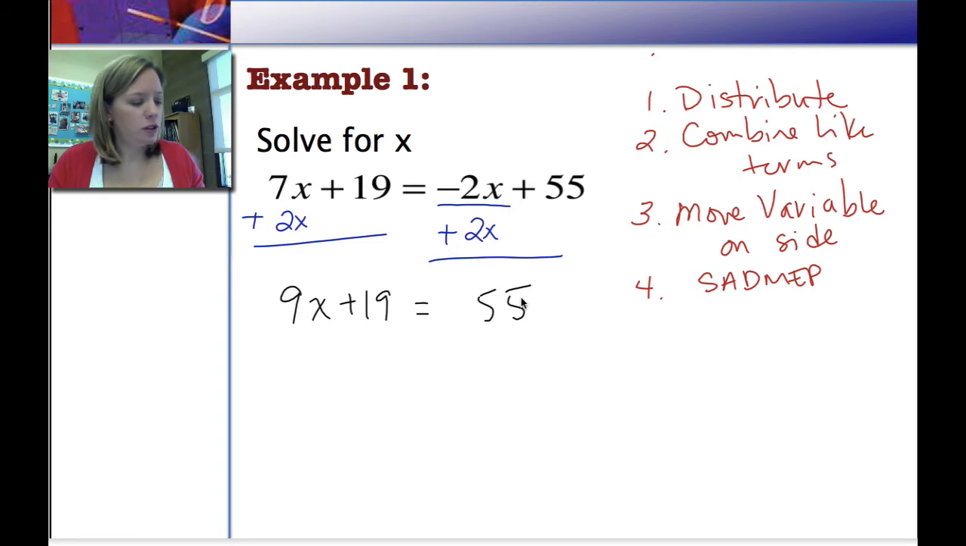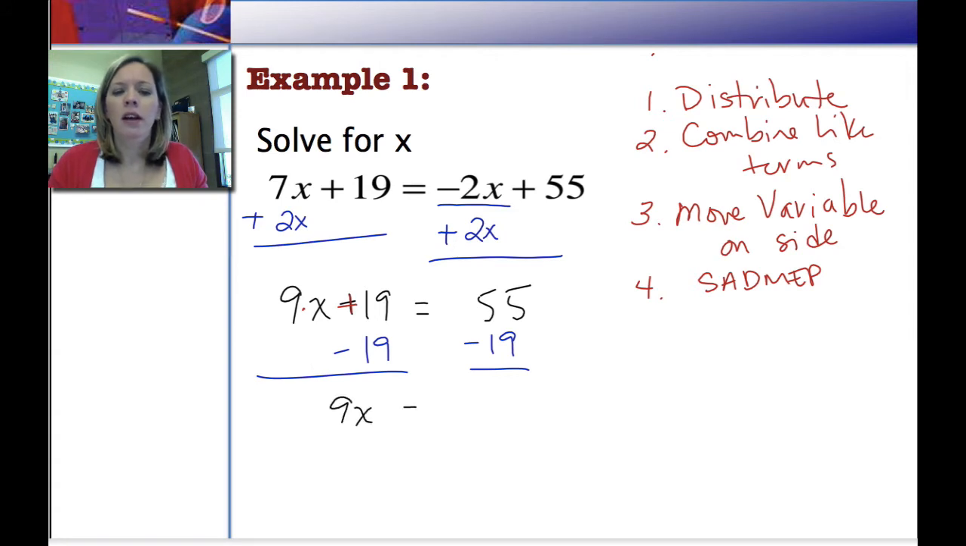Now I can undo using SADMAP. The two operations that I have are multiplication and addition. I'll undo the addition first. So we'll start by subtracting 19 from both sides. That's going to leave me with 9x on the left. And on the right, 55 minus 19. We have to do a little bit of borrowing here. That's going to be 36. Now we're going to undo the multiplication by dividing. We'll divide both sides by 9, and we'll get x is equal to 4.